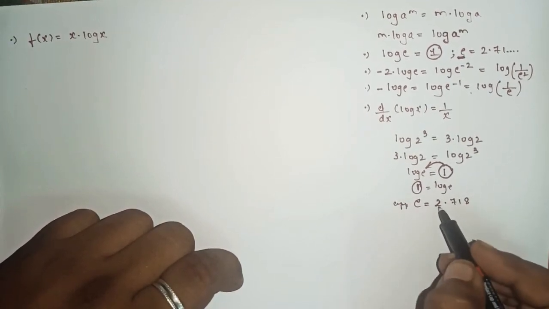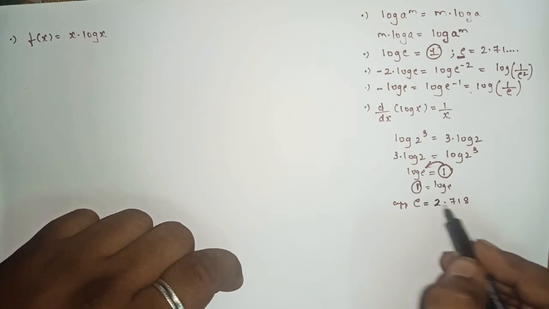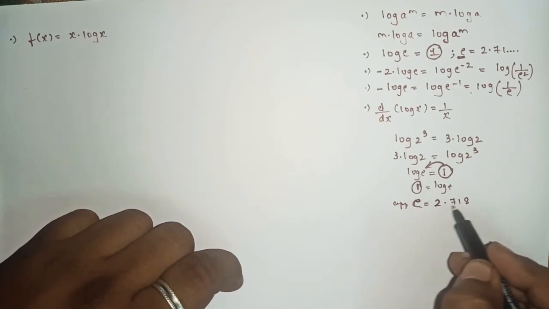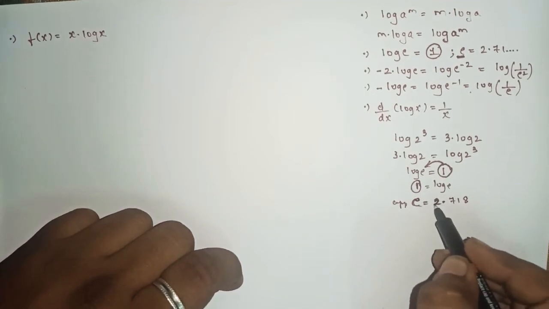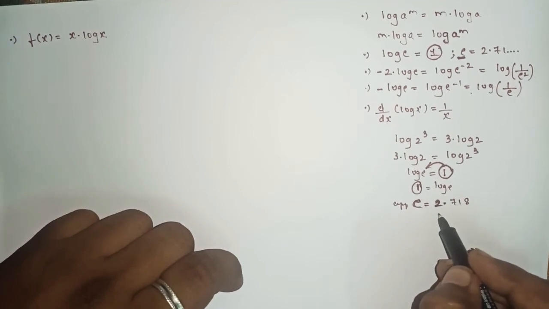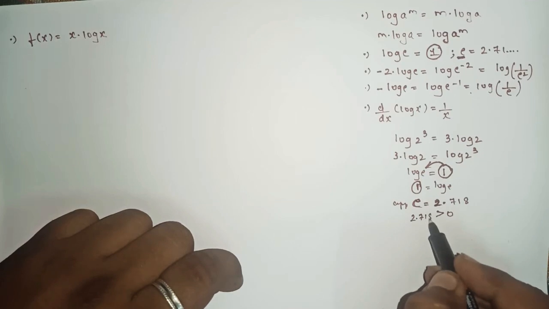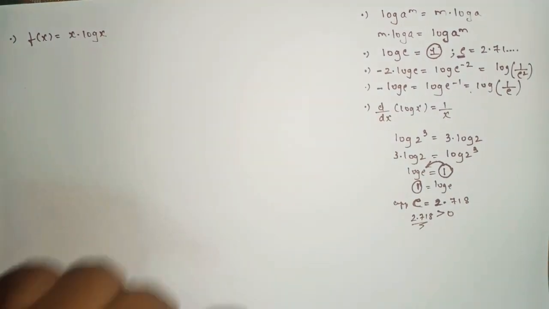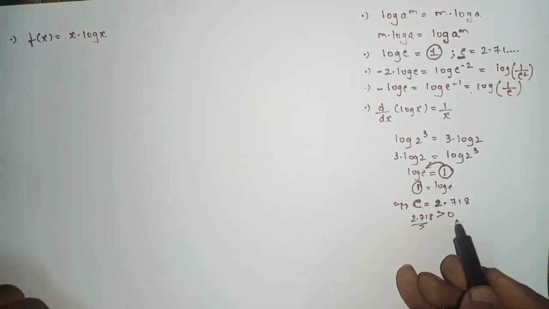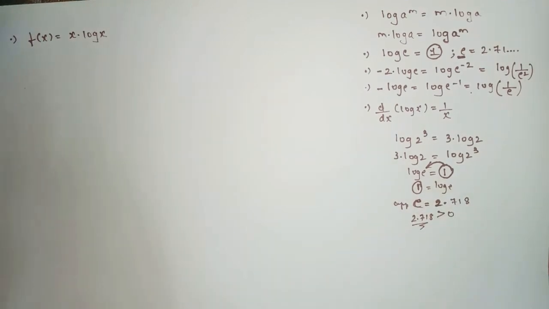The value of e is 2.718. Can I say 2.718 is greater than 0? Yes or no? Because 2 is greater than 0, so of course 2.718 will be greater than 0. So here the value of e is 2.718 approximately.